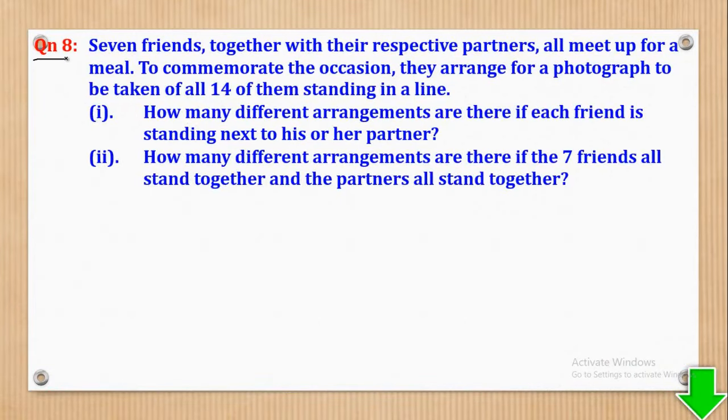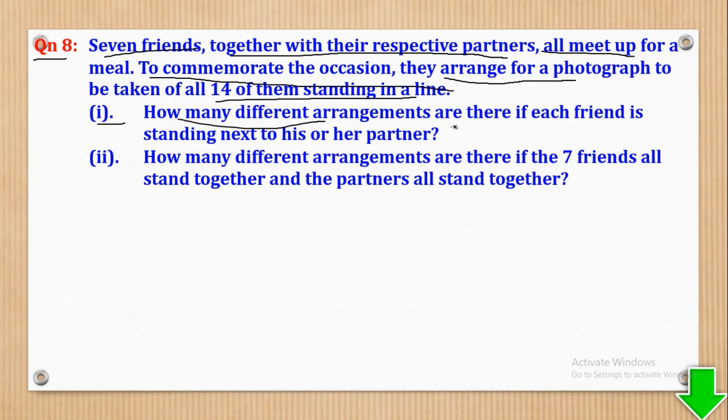Then now we shall go to question 8, which says, 7 friends sit together with their respective partners. All meet up for a meal. To commemorate the occasion, they arrange for a photograph to be taken of all 14 of them standing in a line. Roman 1. How many different arrangements are there if each friend is standing next to his or her partner?